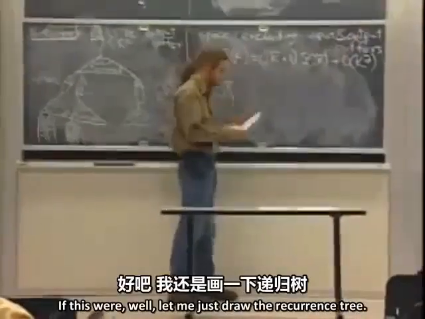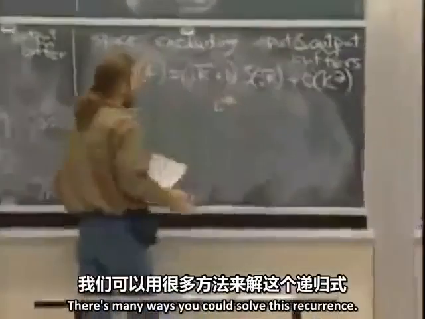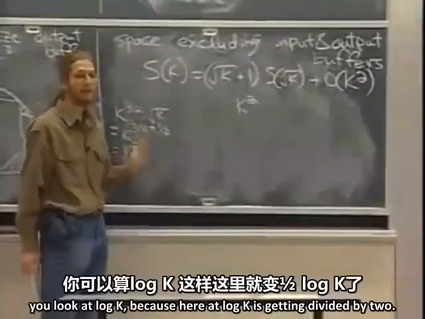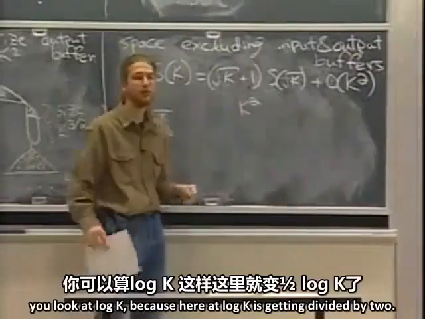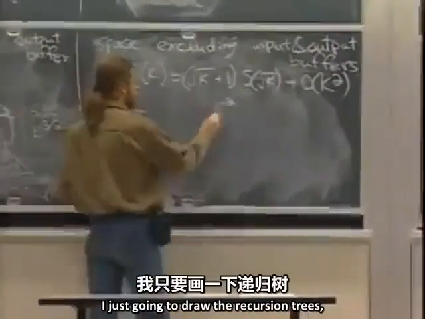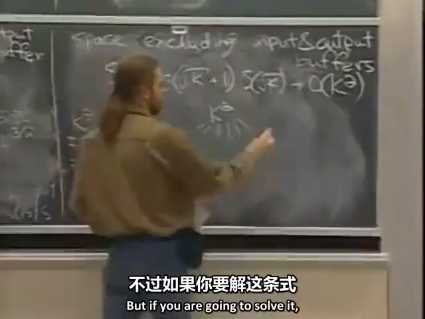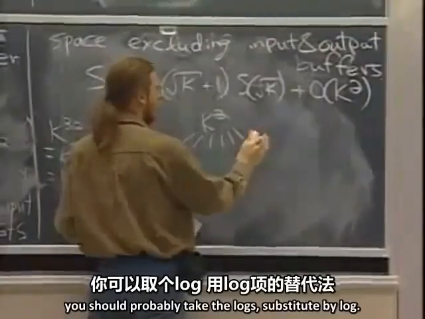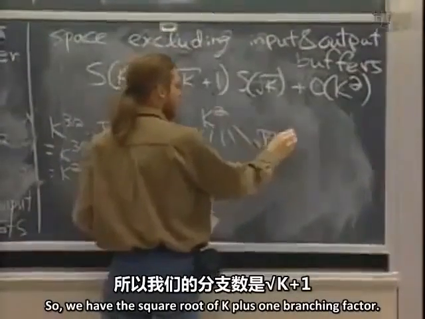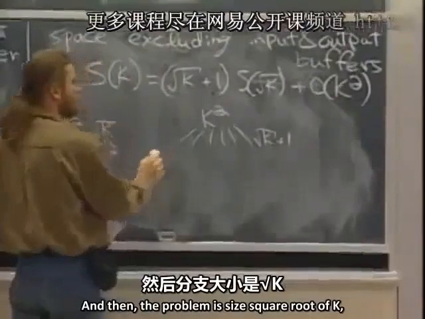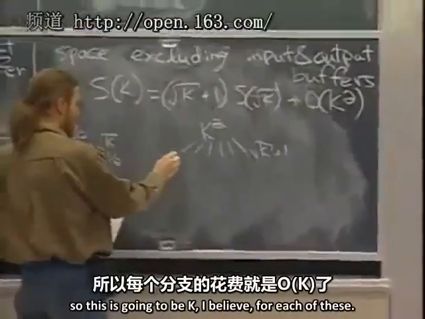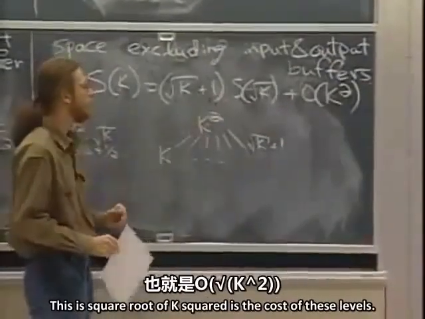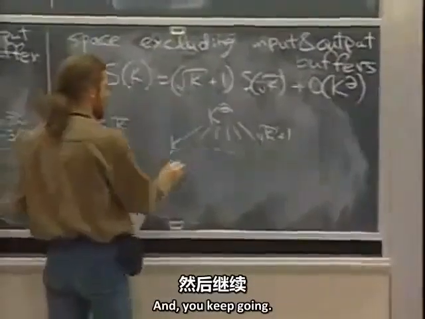If this were, well, let me just draw the recurrence tree. There's many ways you could solve this recurrence. A natural one is instead of looking at k, you look at log k, because here log k is getting divided by 2. I'm just going to draw the recursion tree so you can see the intuition. But if you're going to solve it, you should probably take logs, substitute by logs. So we have square root of k plus 1 branching factor, and then the problem is size square root of k, so this is going to be k, I believe, for each of these. So square root of k squared is the cost at these levels. And you keep going.